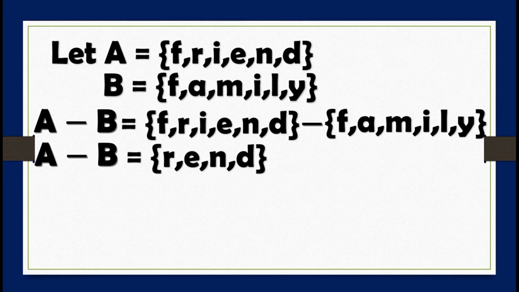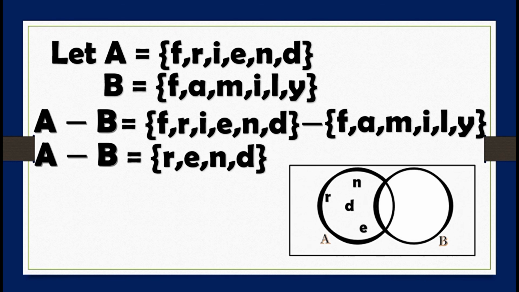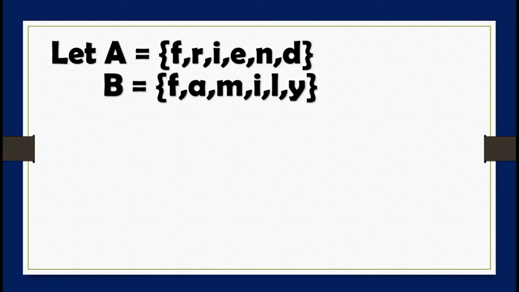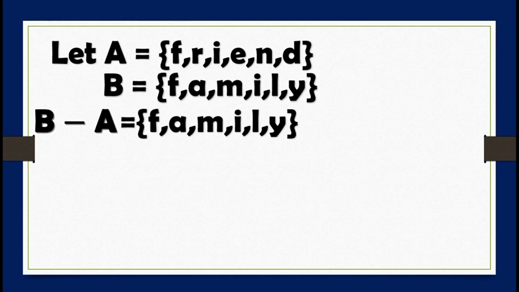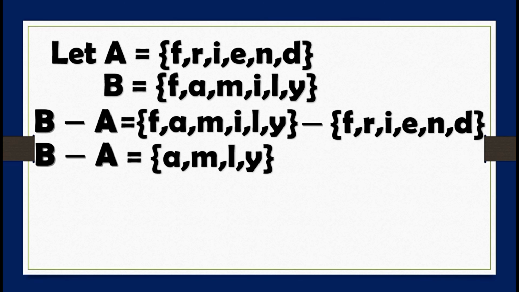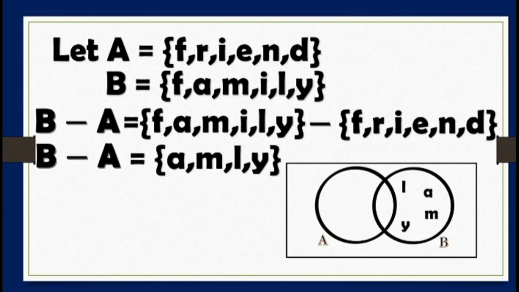To illustrate A − B in terms of Venn diagram, this would be its illustration. Let us have our next example. Set A consists of F, R, I, E, and D, and set B consists of F, A, M, I, L, Y. This time, let us answer B − A. Here, let's write the elements of set B first, followed by the minus sign, and the elements of set A after. To answer B − A, let us focus on the elements of set B and omit the elements that are common between these two sets. Here, the elements left are A, M, L, Y. To present this in terms of Venn diagram, this would be the illustration.